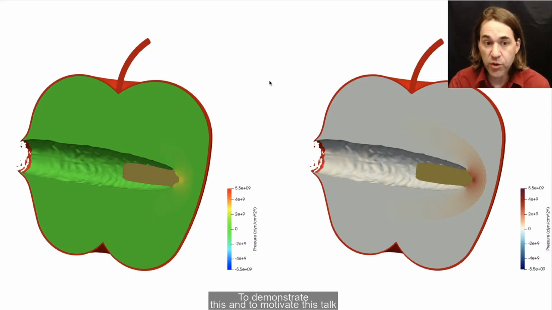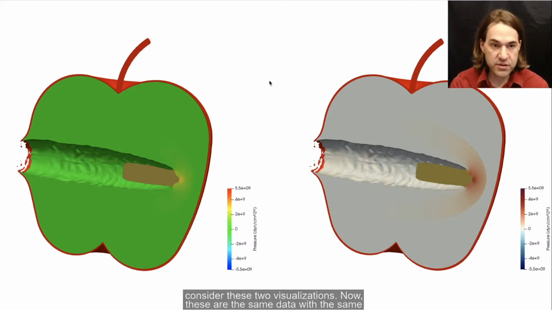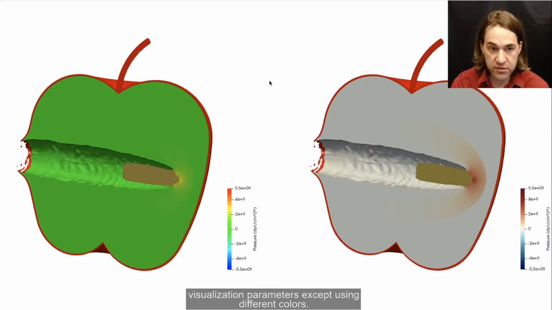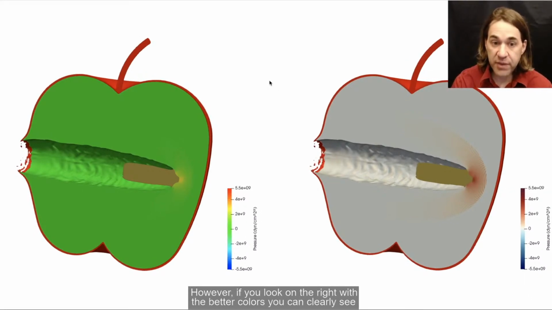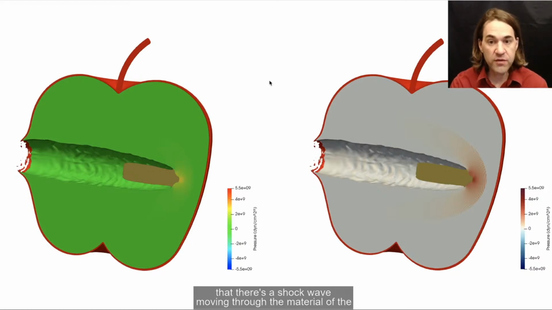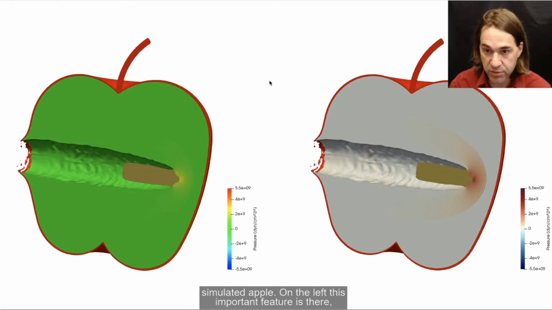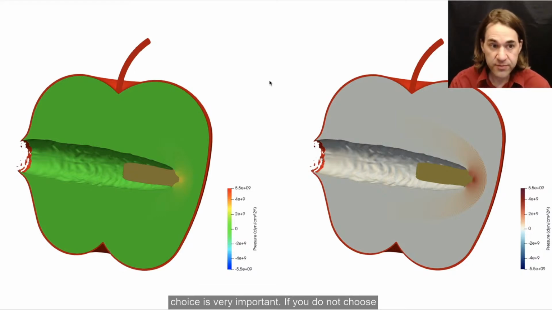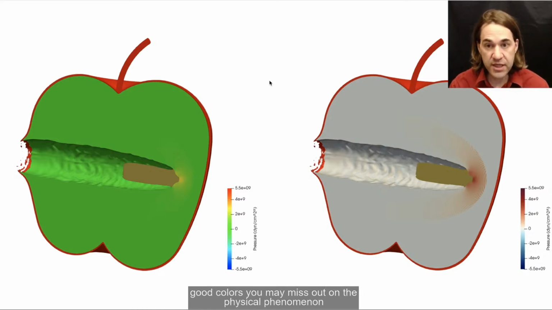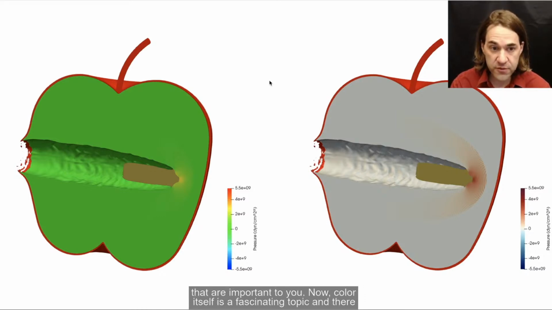To demonstrate this and to motivate this talk, consider these two visualizations. These are the same data with the same visualization parameters except using different colors. On the left is a color map that is very common, but is also known to be very poor. However, if you look on the right, with the better colors, you can clearly see that there's a shock wave moving through the material of the simulated apple. On the left, this important feature is there, but it's invisible due to the poor color choices. So as you can see, good color choice is very important. If you do not choose good colors, you may miss out on the physical phenomena that are important to you.